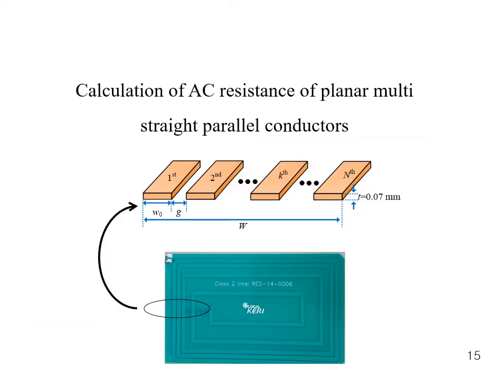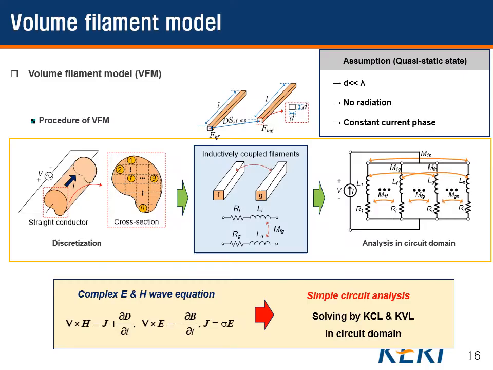Now let's think of calculation of printed circular and rectangular spiral coils and printed straight parallel conductors. First, we will consider the calculation of AC resistance of planar multi-straight parallel conductors. To calculate the AC resistance of printed coils and the parallel straight conductors, we use the volume filament model. Here is the procedure of the volume filament model.